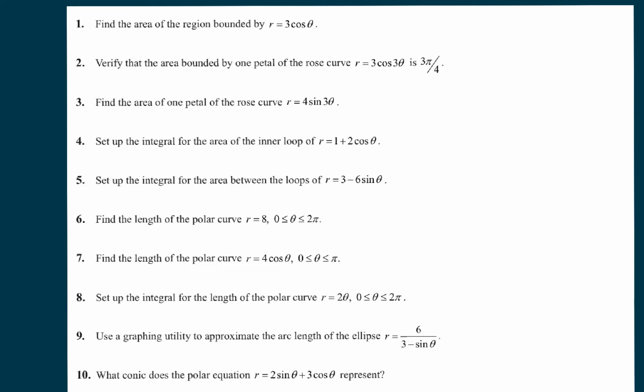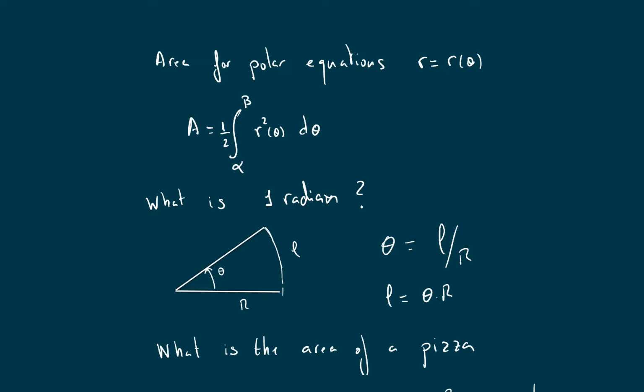But before starting, let's see a review of the area and of the arc length. Let's review the equation that we are going to use for area for polar equations. So when we have a polar equation, we have r of theta. Maybe r of theta is the cardioid, maybe r of theta is 2 times 1 minus cosine of theta. So maybe it's something like this. It is the cardioid.